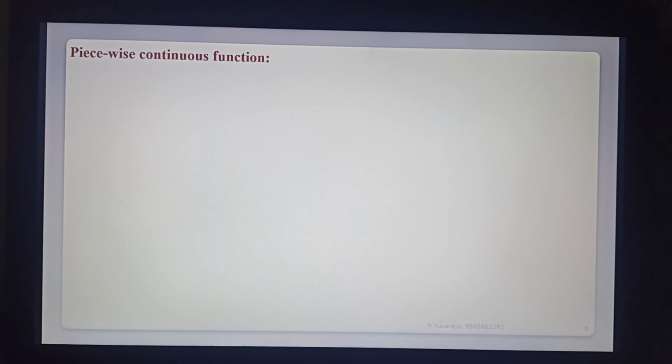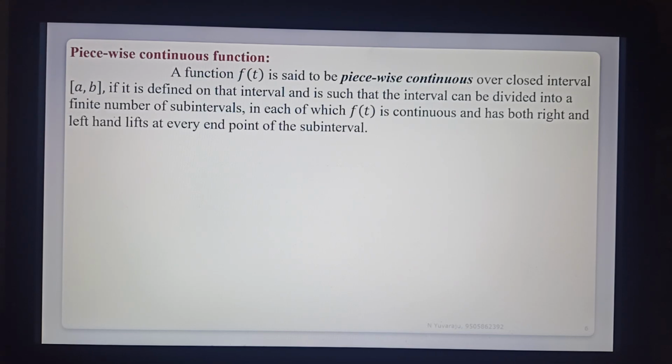Let us see the two definitions here. Piecewise continuous function: a function f of t is said to be piecewise continuous over a closed interval a comma b if it is defined on that interval and the interval can be divided into a finite number of subintervals, in each of which f of t is continuous and has both right and left hand limits at every end point of the interval.